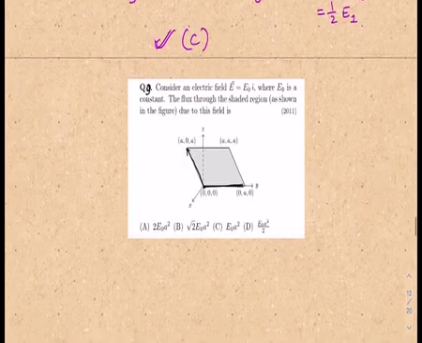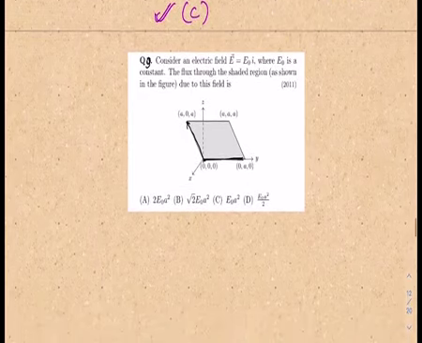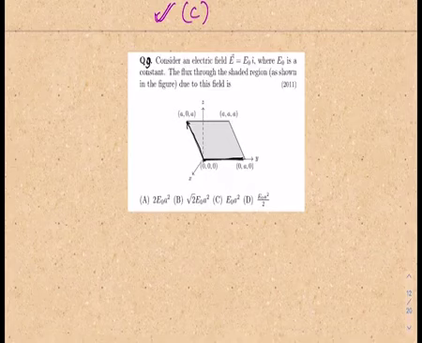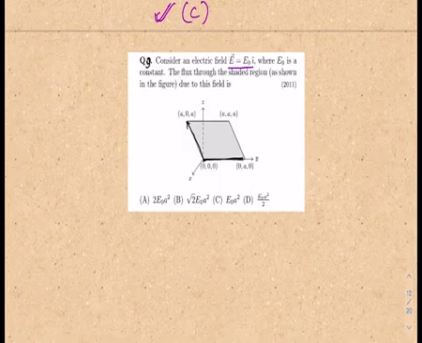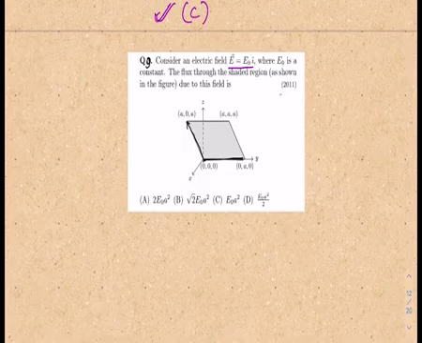Okay, finally let me do this problem. Consider an electric field E0 along the x direction. E0 is a constant. The flux through the shaded region, as shown in the figure, due to this field is what? That's what you have to find out. This was asked in 2011.